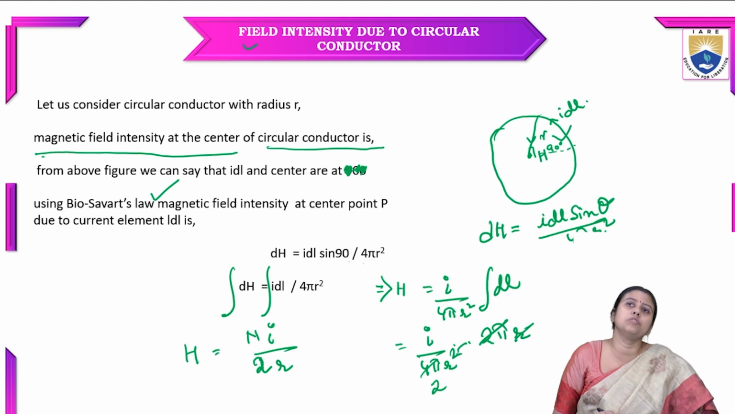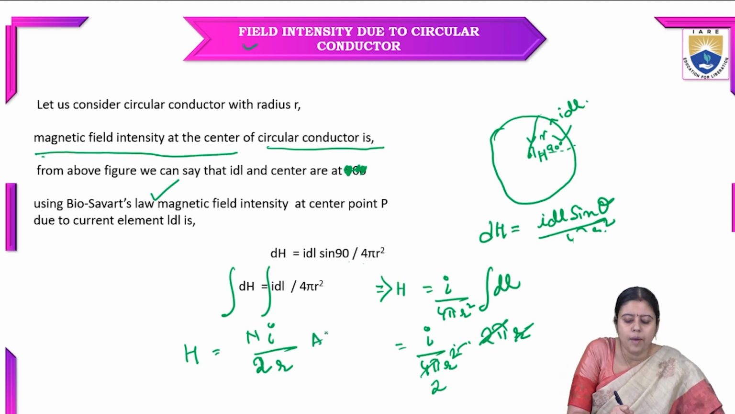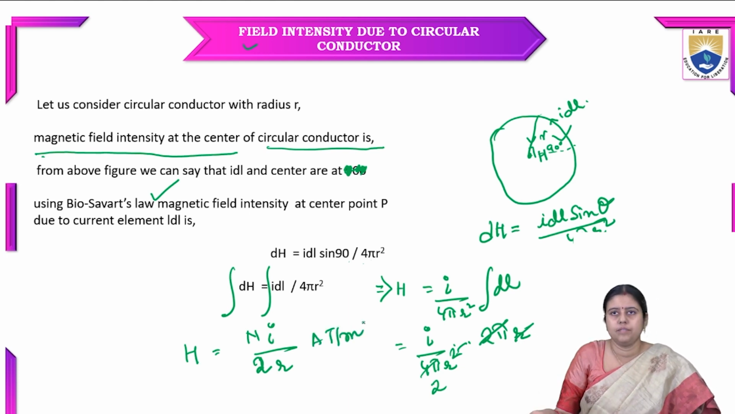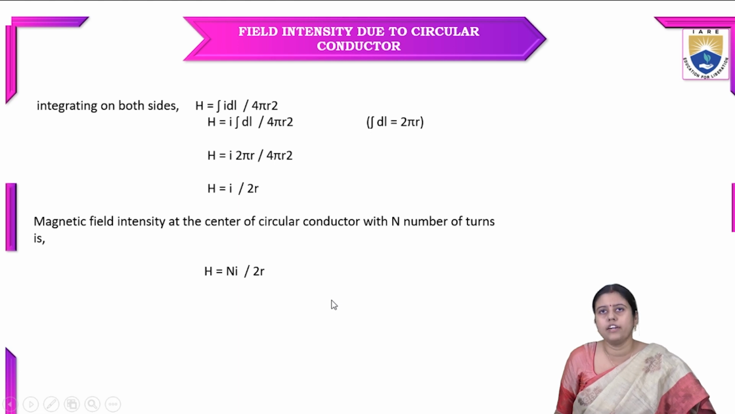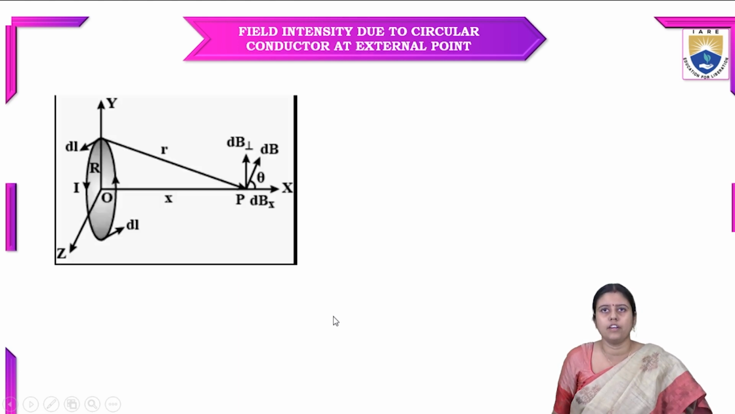And what is the unit of H? H unit is ampere turn per meter. Now we got here H is equal to NI by 2R. Already we discussed this in the previous slide.